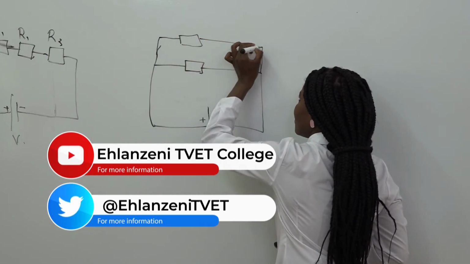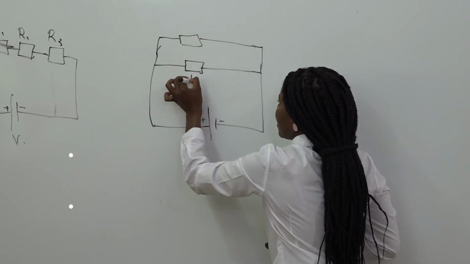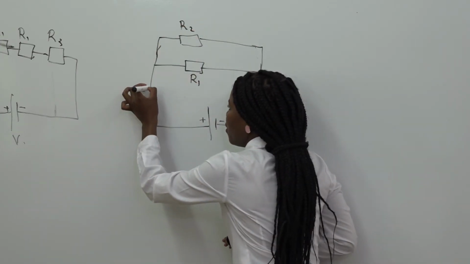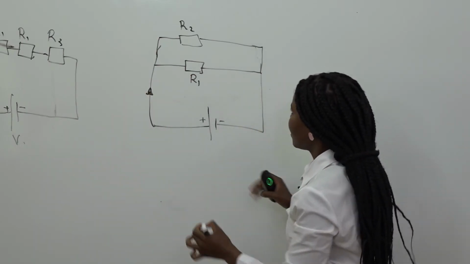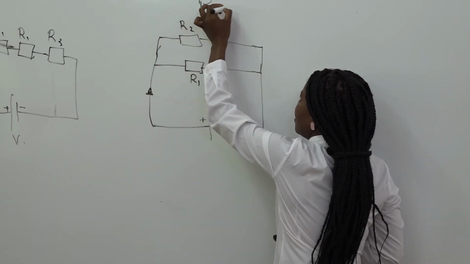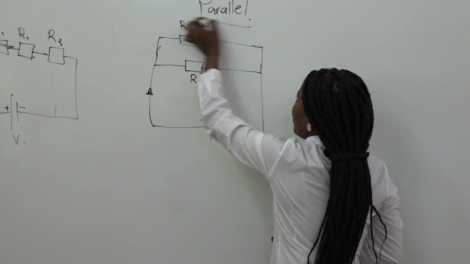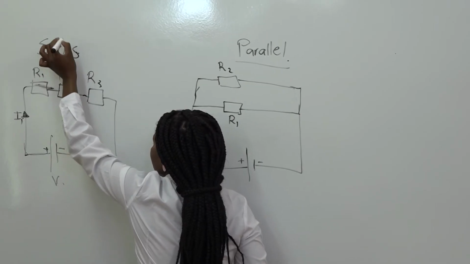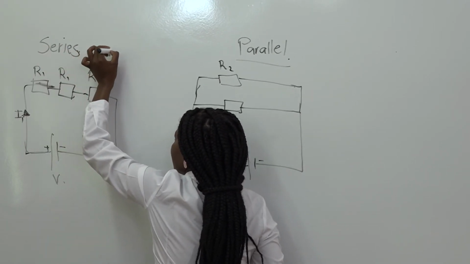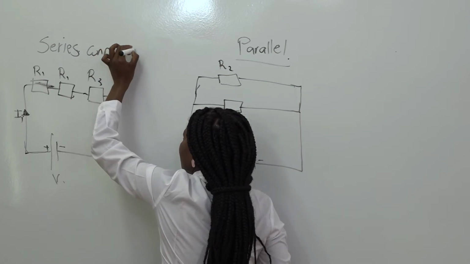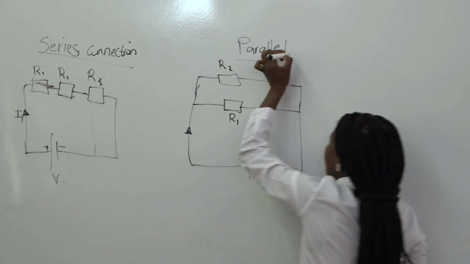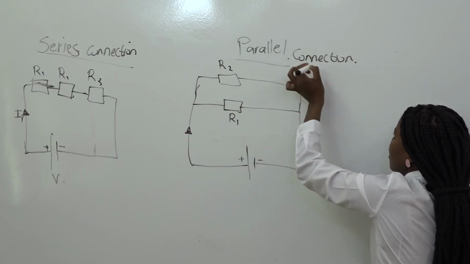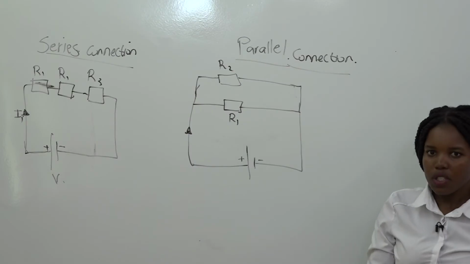We have our resistor. I'm just making an example so that you can see what we're talking about. Remember, we say this is a parallel. And the one that we discussed first, we say it's a series connection or a series circuit. We also have a parallel connection.